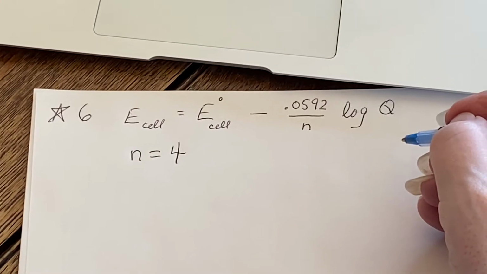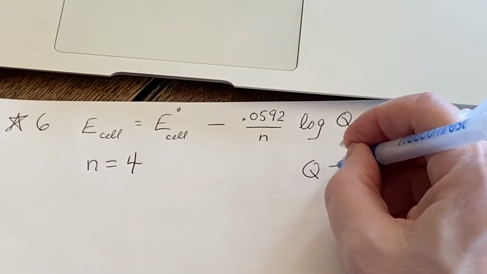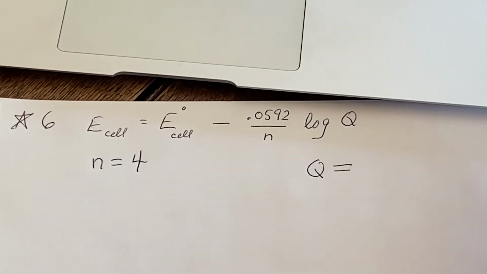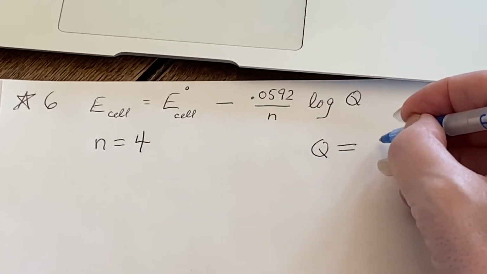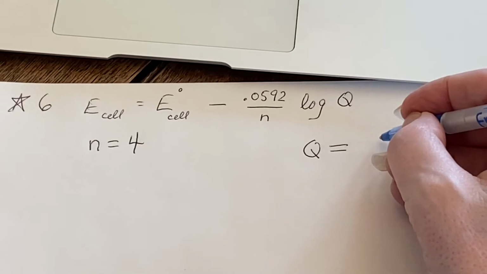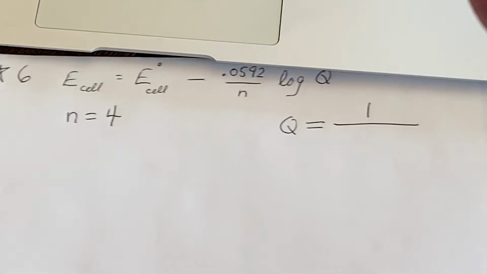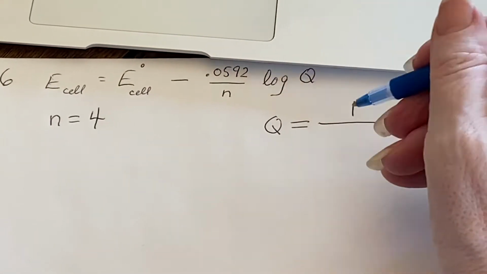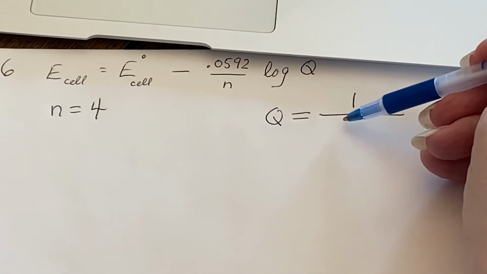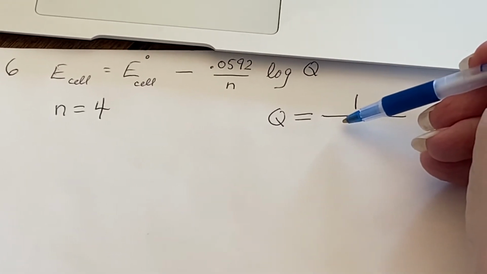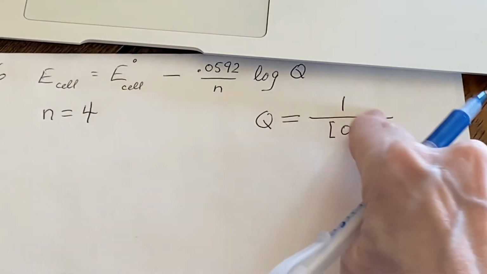Well, what's Q for this? Remember how we divided. Q looked an awful lot like K. Let's see, what are the products? It turns out the product is a solid, so there's nothing to put in the numerator. I'll just put a 1 there. And then in the denominator, I have zinc as a solid again. I am going to ignore that as far as making up one of these constants. And then there's the oxygen, so I want the concentration of the oxygen. This is what Q is.